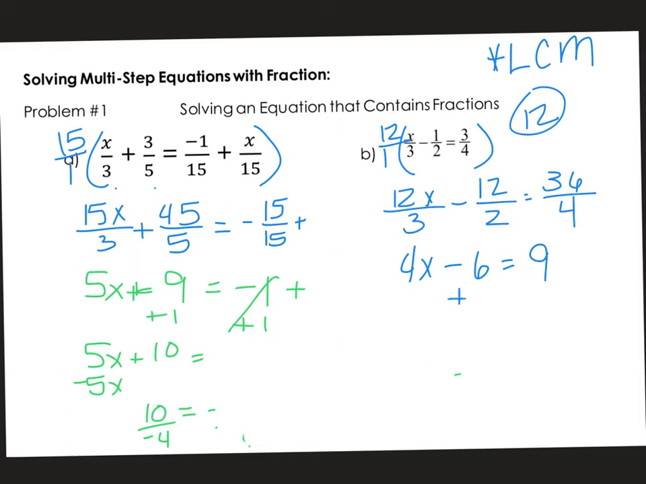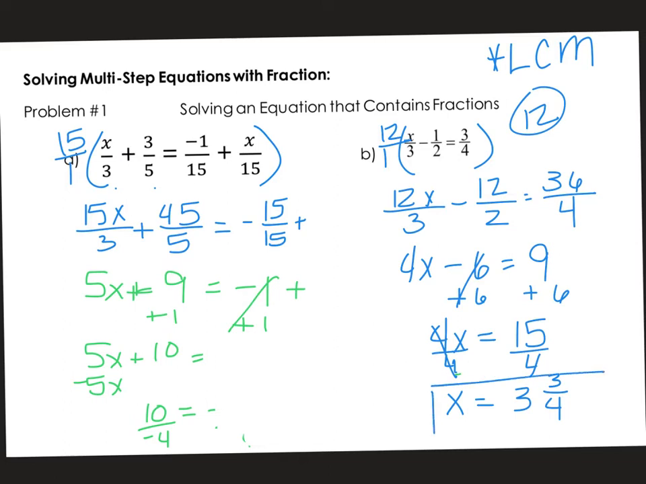So now I'm going to add 6 on both sides. So I have 4x equals 15. I divide by 4. So unfortunately, I end up with, again, a mixed number. 4 goes into 15 3 times. 3 times 4 is 12, which means I'm left with 3/4. So this would be our final solution.